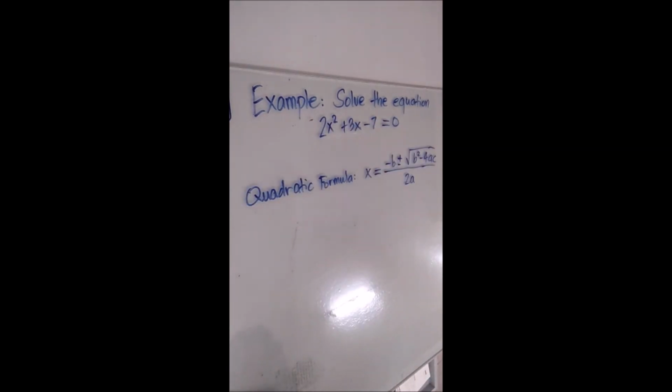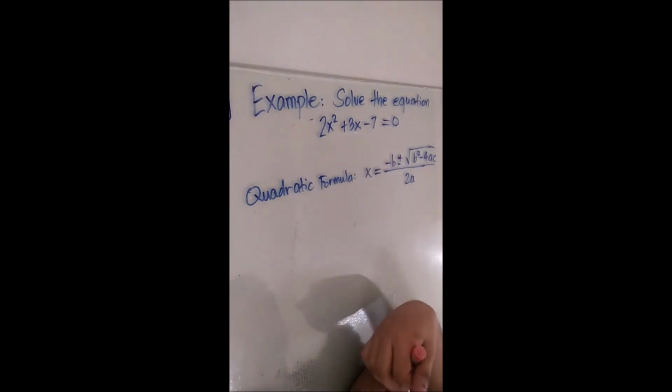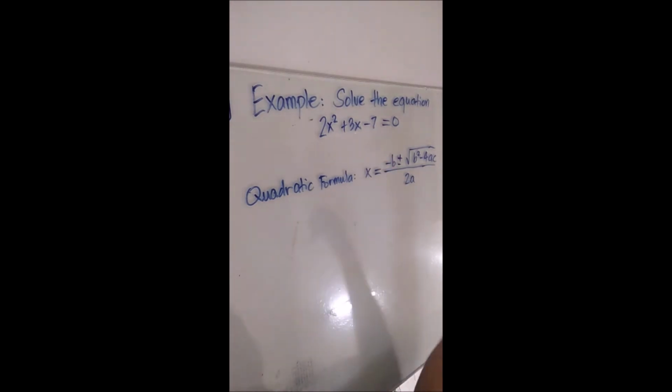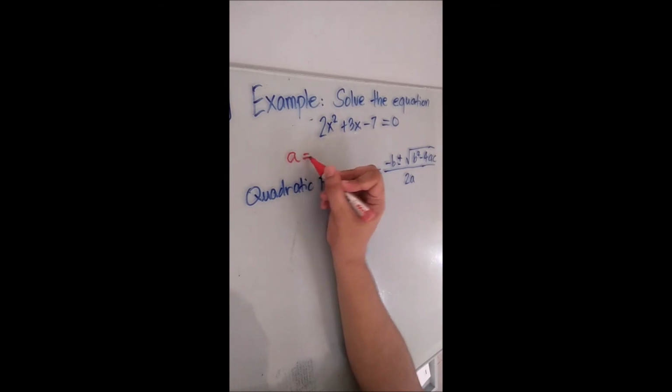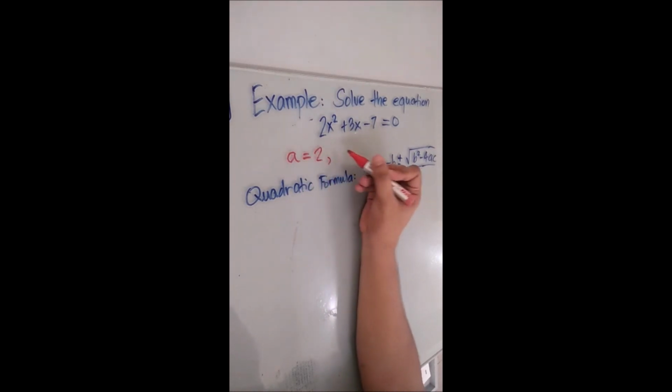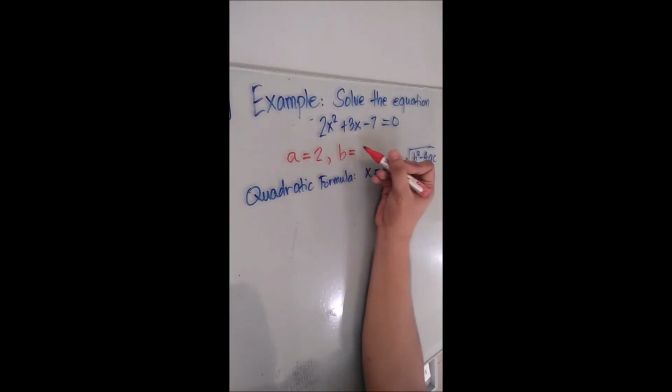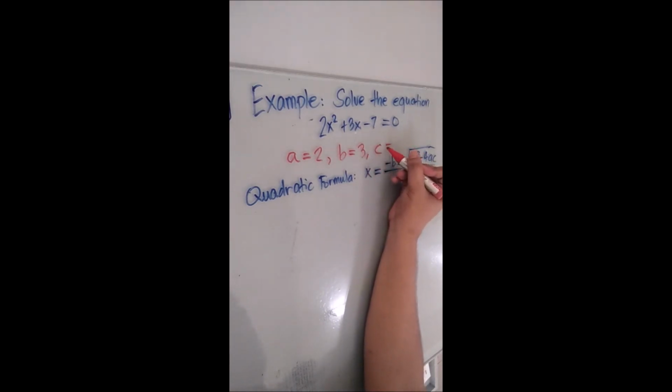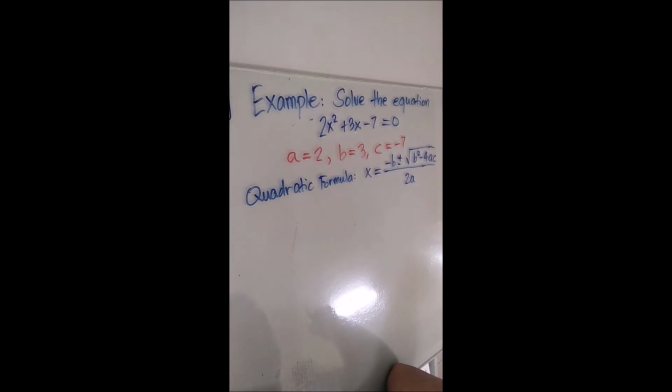Okay, so let's have another example. The next example is to solve the equation 2x squared plus 3x minus 7 is equal to 0. First, transform the equation into standard form. It is already in standard form. Now let's identify the coefficients. We have a is 2, that is correct. b is 3, and c is equal to negative 7.